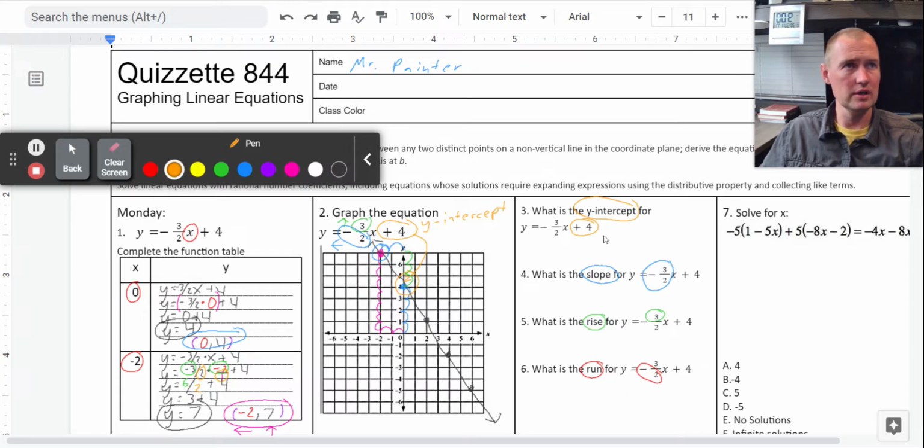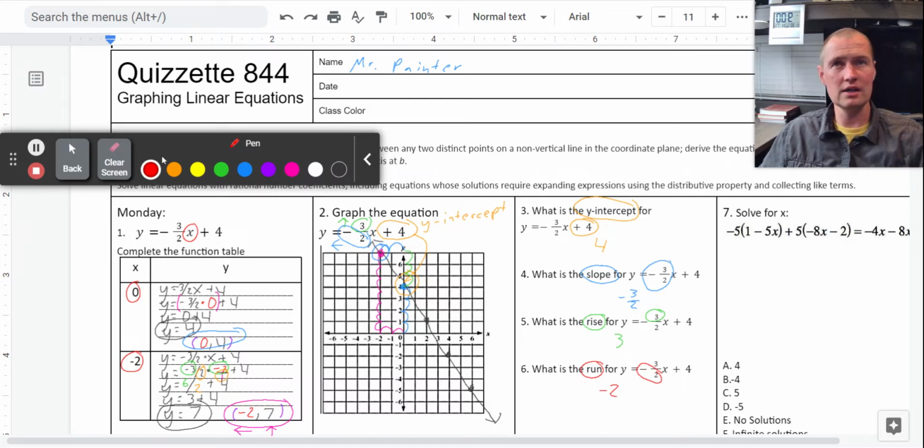So we can fill these all in, make it look good. So we got a 4 there. The whole slope is everything, so it's -3 over 2. The rise is 3. And the run is -2. So that means we'd be going to the left.